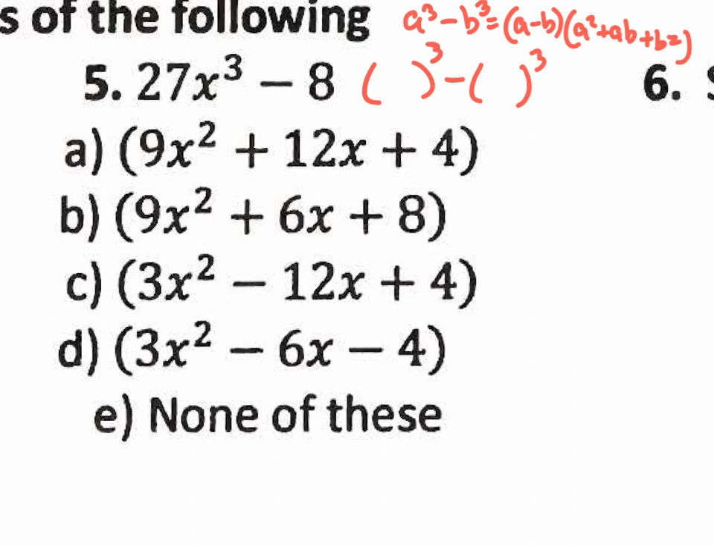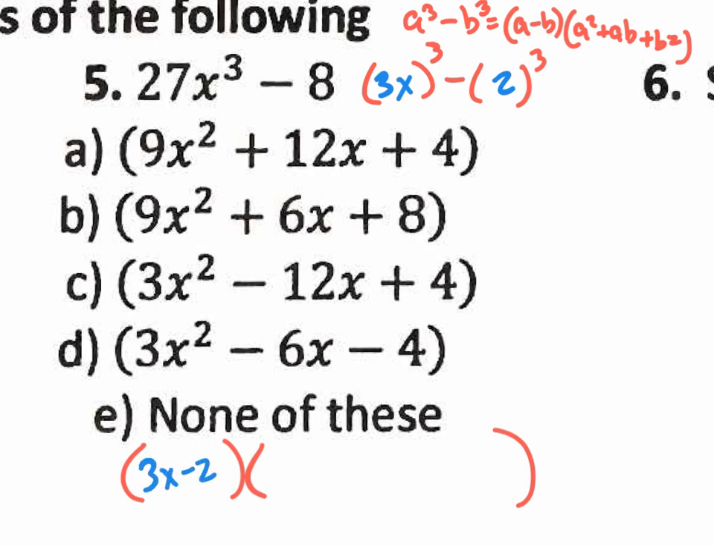What cubed will give you 27x cubed? 3x. Perfect. What cubed will give you an 8? 2. So we've identified our a and our b. So let's now jump right to our binomial times the trinomial, the factored form of that difference of 2 cubes. And right here, I want to try to do it without parentheses, just to see how you feel about it. So what's my first binomial going to be? 3x minus 2. Erase the cubes, so 3x minus 2 goes right in there.